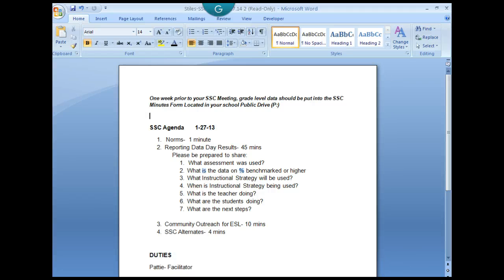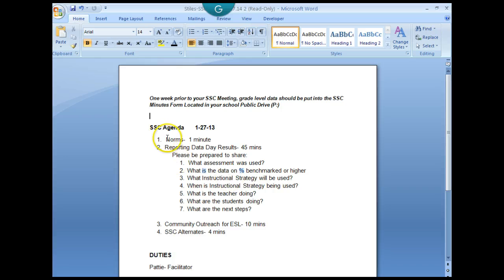Again, before your SSC meeting, as indicated at the top, 1 week prior to your SSC meeting, grade levels should put into the SSC minute form, located on your school public drive or your P drive, the information in order for the building principal or designee to generate the agenda. Before the meeting, the agenda should be sent out to all SSC members 1 to 2 days before the meeting. The agenda should include your norms.